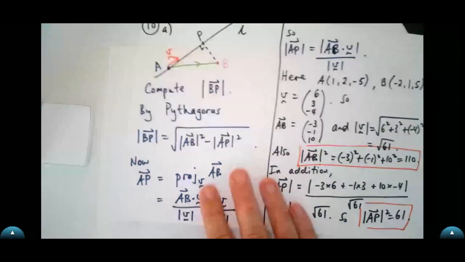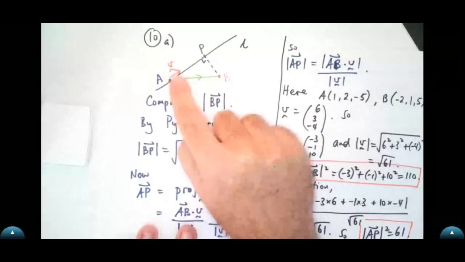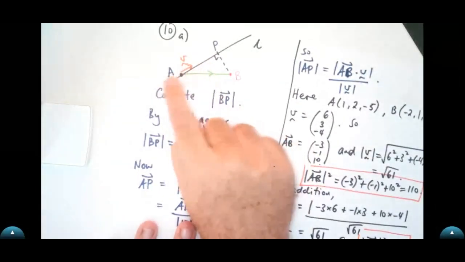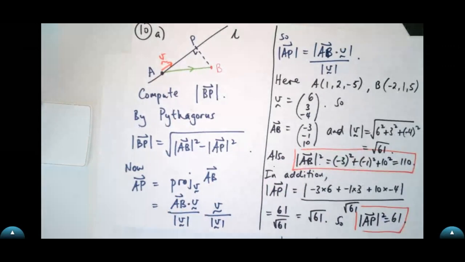Okay? So it doesn't really matter which direction v is pointing, if it's pointing that way or the other way. It's still okay to use this approach when you're calculating the length. So I hope that's helpful, buddy.